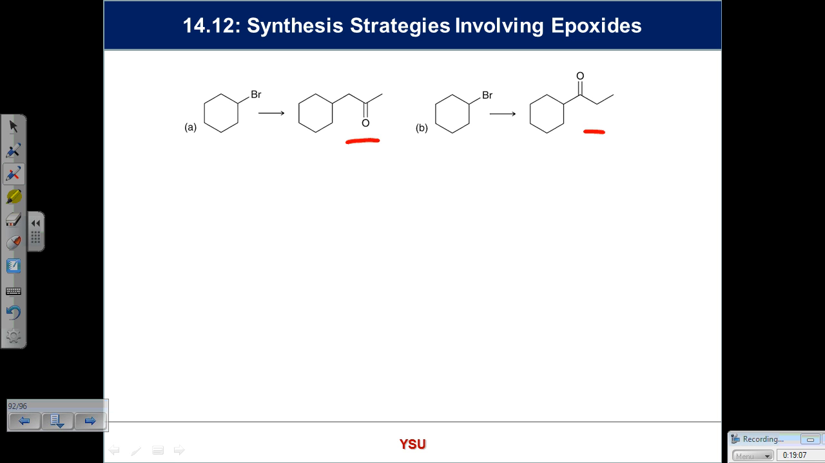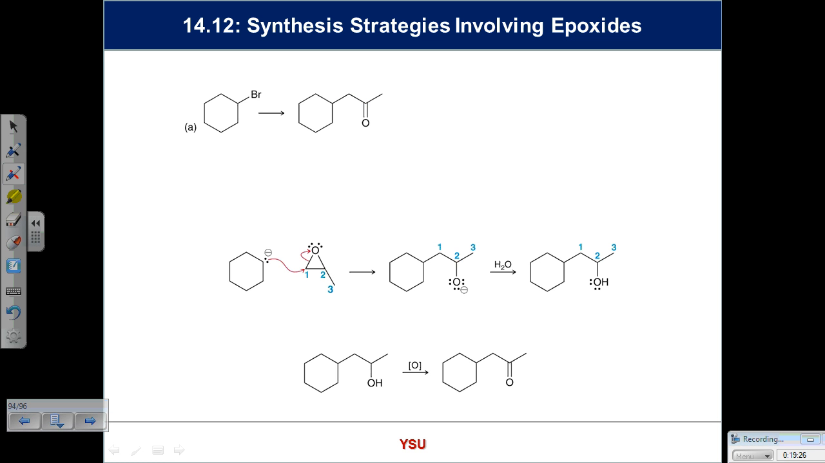In this example, the carbon-carbon bond was made on the adjacent carbon to the one with the functional group. That tells you it's epoxide chemistry. On the other side, the carbon-carbon bond is made on the same carbon as the functional group. That tells you it's carbonyl chemistry. All right? And you'd have a hard time switching them around. So to think about how to put this together, let's do this one first.